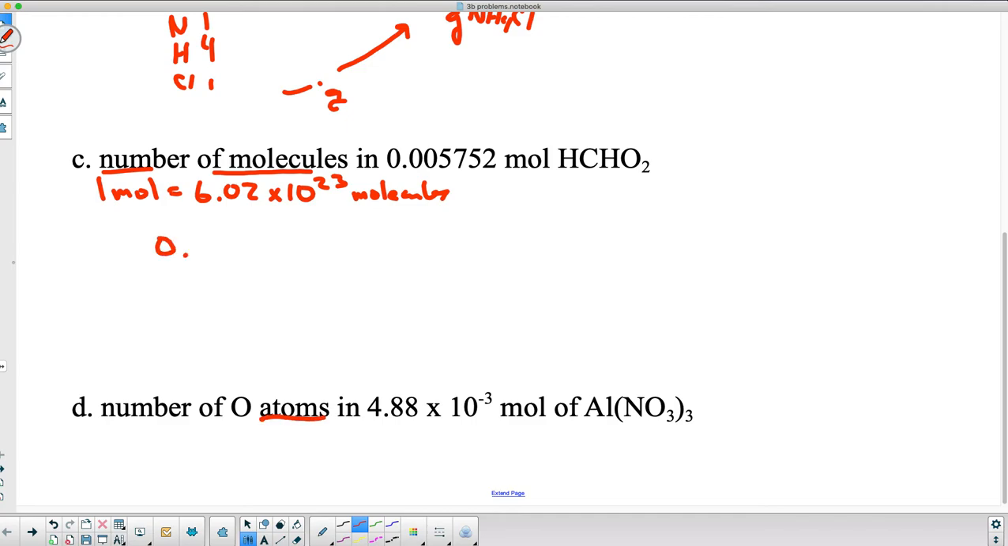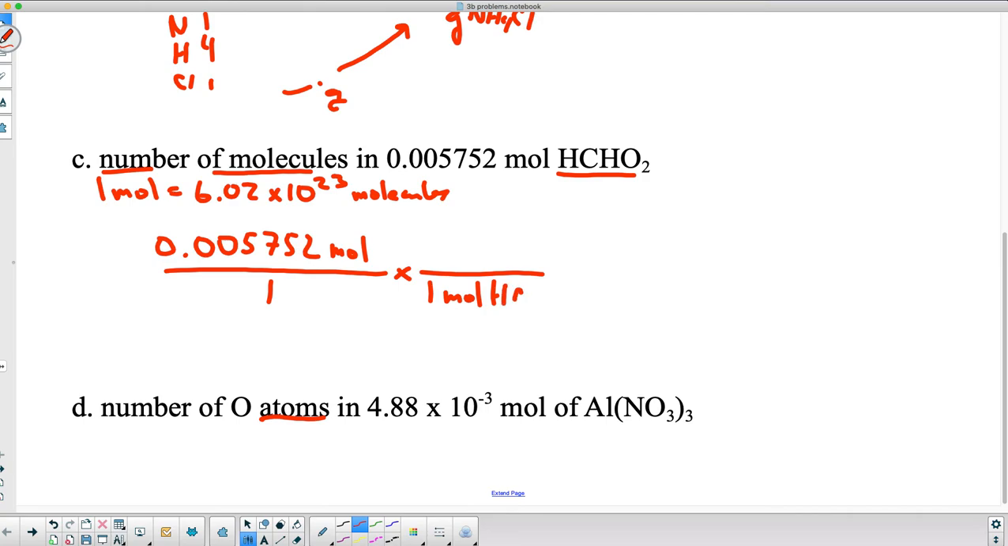I start off exactly the same way. I start off with my number, like that, of moles, like that. All of that is over 1. Now, here's the cool part about this. Makes no difference what that is. We don't have to do a molar mass. We don't have to figure anything else out. All I have to do is my 1 mole of CHO2, and then 1 mole equals that number of molecules. So moles still cancel with moles here, like that.